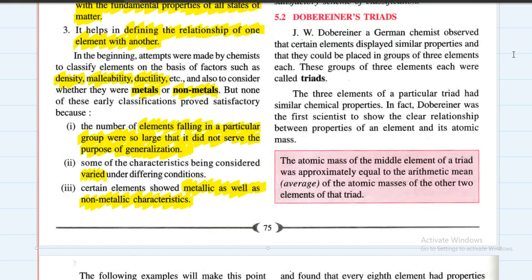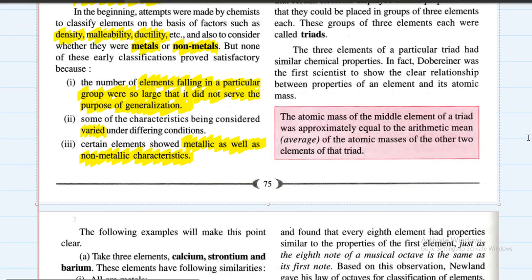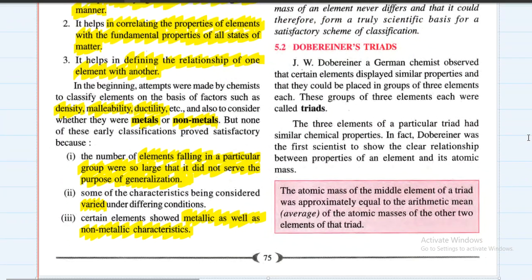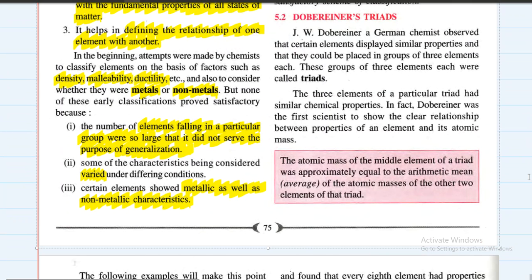The 3 elements of a particular triad have similar chemical properties. तीनों की प्रॉपर्टी सिमिलर थी ट्रायड में. In fact, Dobreiner was the first scientist to show a clear relationship between properties of an element and its atomic mass. और डॉबरेनर ने एक लॉ बनाया जो यहाँ पे लिखा हुआ है, प्लीज नोट इट डाउन, इसको लर्न करना है तुम्हें, डॉबरेनर्स ट्रायड्स लॉ.